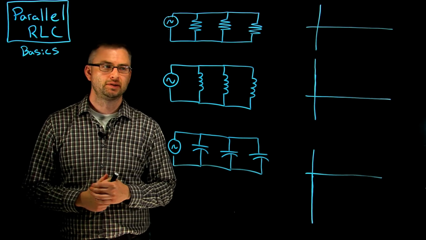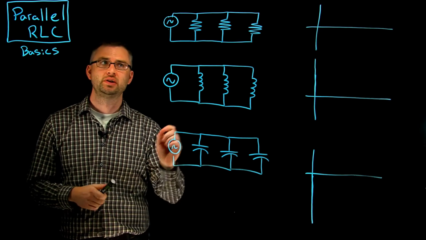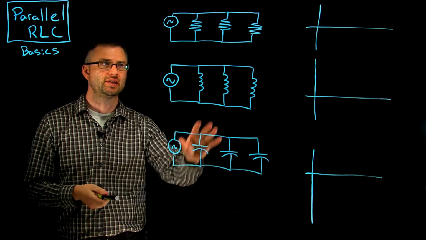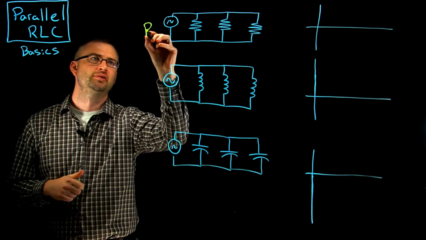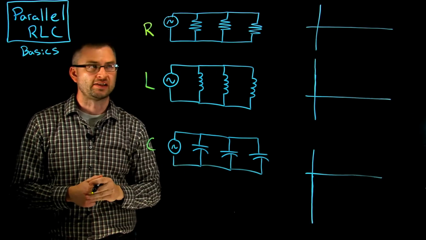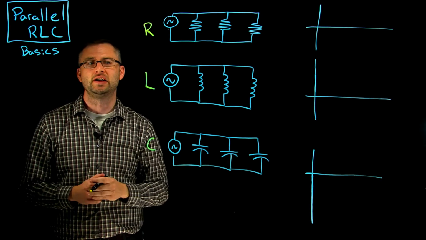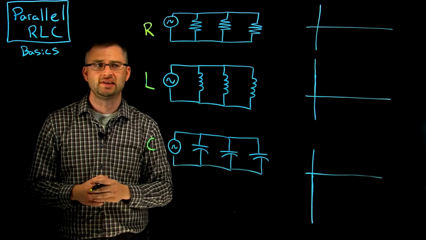In this video, we're going to take a look at some basic principles of a parallel RLC circuit. What we're going to do first, though, is just look at pure circuits. So that means a purely resistive circuit in parallel, a purely inductive circuit, and then a purely capacitive circuit. Once we learn these basics, we can then start to mix the values R's with L's with C's in a parallel circuit.